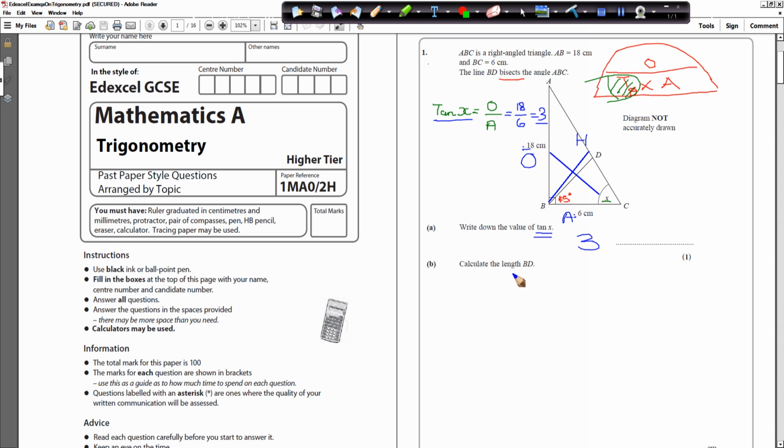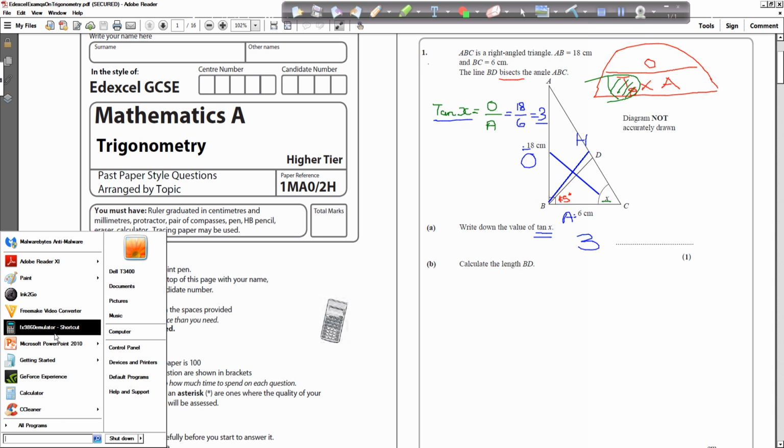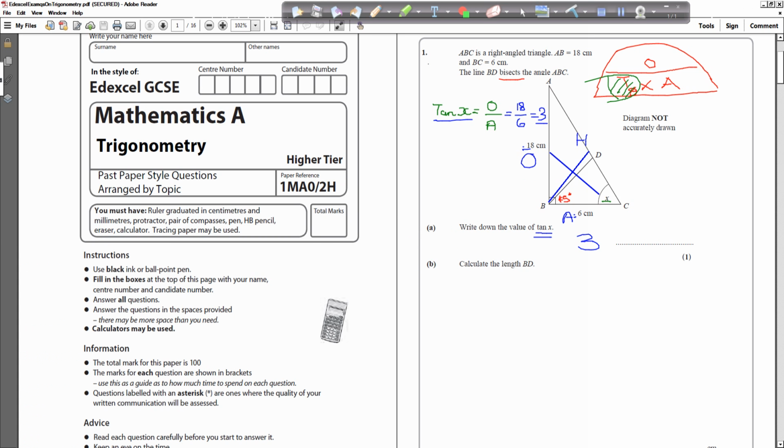Okay, calculate the length of BD. Now, we need to work out the length of BD. Would it be nice if we knew what angle x is first of all? Yes. Okay, let's work out angle x. Let's load up our calculator. Can you get your calculator up, please, folks?